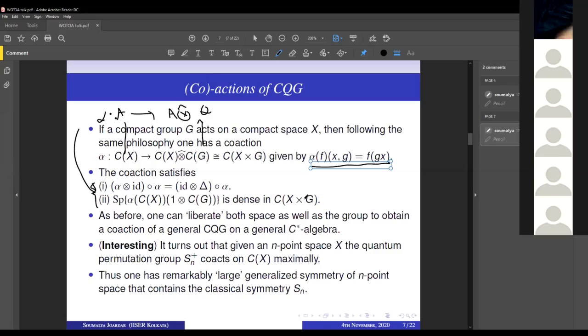This is very interesting, that even if you are given an n point space X, there is a large object, a compact quantum group, that coacts on C(X) maximally. And I would like to just mention that this typical thing actually doesn't happen when, in place of an n point space, we have some compact geometric objects, okay, so to say a compact Riemannian manifold.